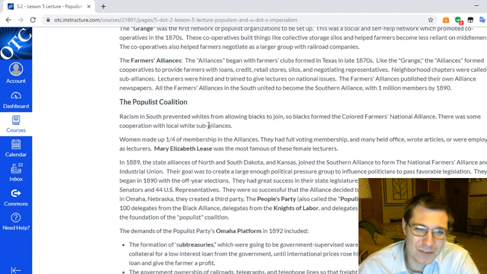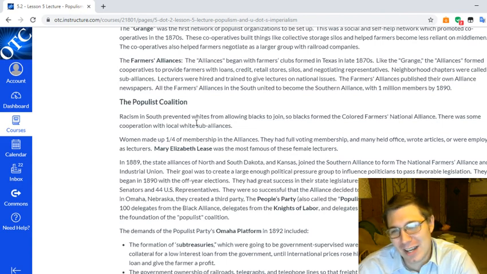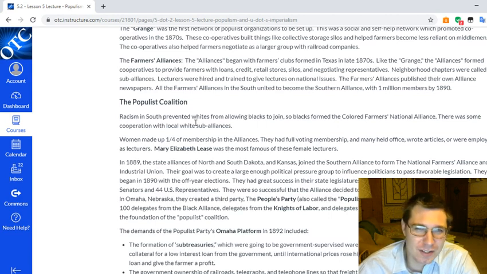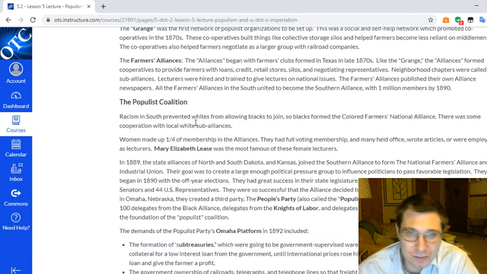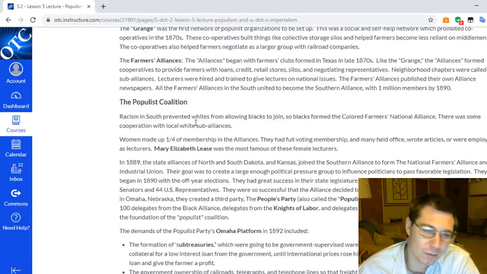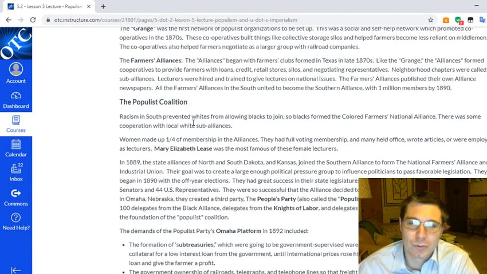Racism in the South prevented whites from allowing blacks to join, so blacks formed the Colored Farmers National Alliance, but there was some cooperation with the local white sub-alliances. Neither side really trusted each other too much, but they made some tactical agreements to say, look, we're both on the same side of this or that struggle. So there was some cooperation.